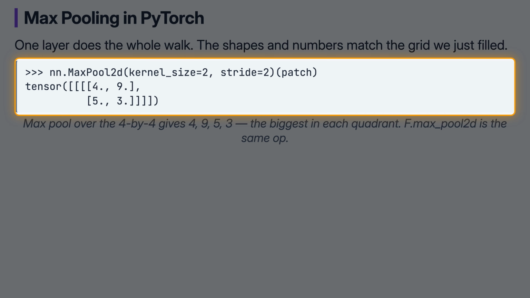One layer does the whole walk. Kernel size 2 sets the 2x2 window, and stride 2 makes the windows non-overlapping. The result matches the grid we filled by hand, 4 and 9 on top, 5 and 3 below, the biggest in each quadrant. F.max_pool2d is the same operation.